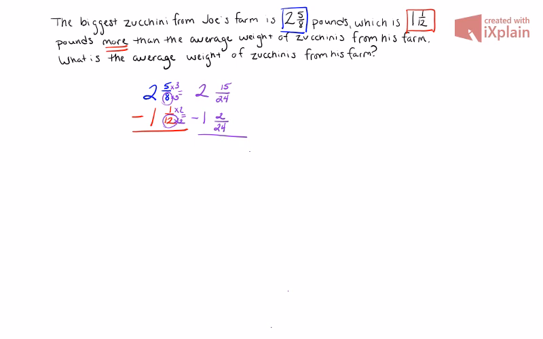Now, if you notice, I'm able to do my subtraction. 15/24ths minus 2/24ths will result in 13/24ths. And then I can subtract my whole numbers. 2 minus 1 will result in a 1.